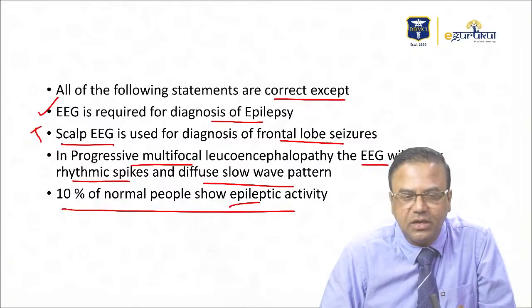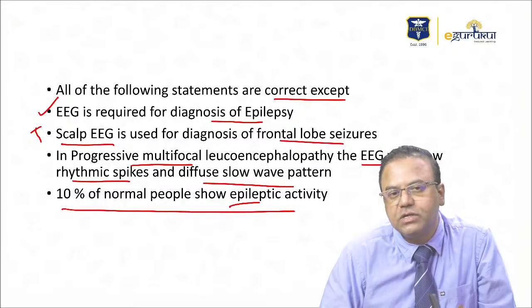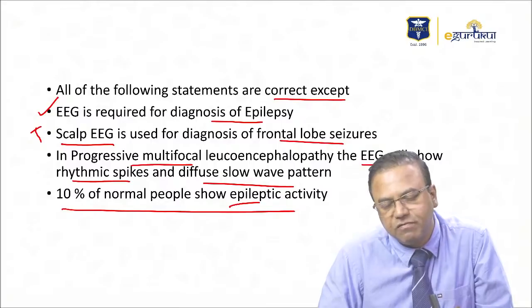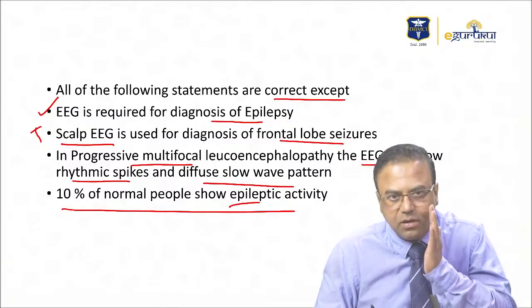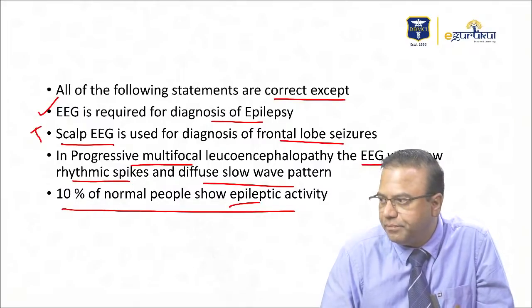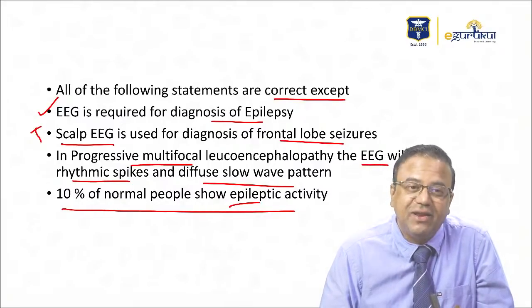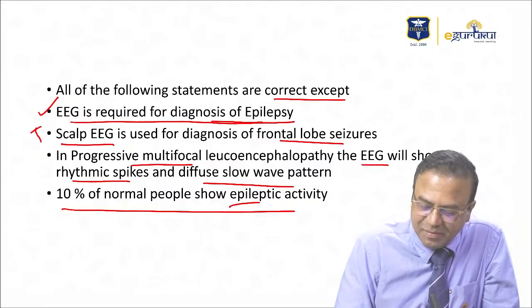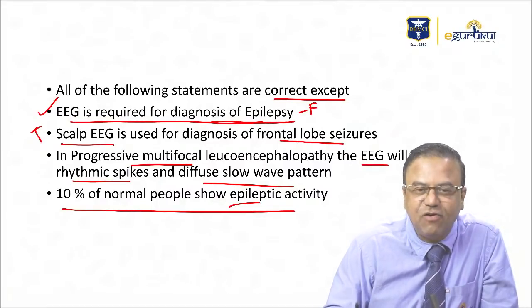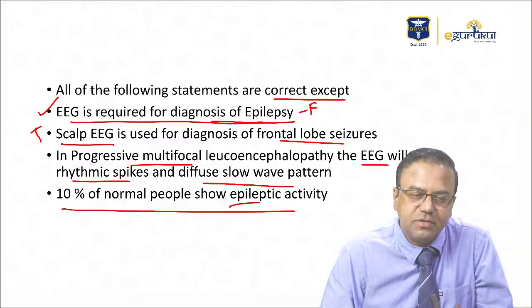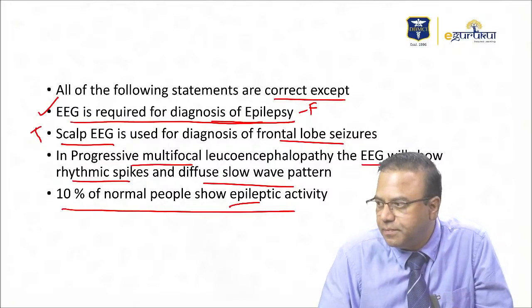If they say all except, then EEG is required for diagnosis is wrong. If they say which is the best statement in this that is true, the answer is choice D. 10% normal people have epileptic activity, that's fine. 5 to 10%, it varies in different books. Some books say 5%, some books 10%, that's fine. EEG is mandatory for diagnosis of epilepsy is definitely a wrong statement. If they say EEG is mandatory for diagnosis of epilepsy, I would say that now only we're saying it's false, then I would say it's 1,000 times more false. Mandatory for epilepsy cannot be the answer. I mean, rather it's an incorrect option.